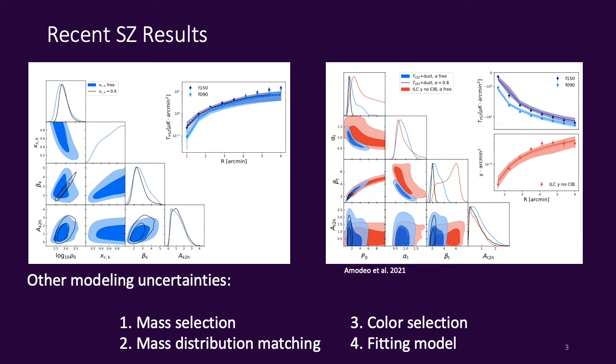So in this paper, we create simulated halo populations from the IllustrisTNG simulations and tried to model the observed CMASS sample by exploring a few modeling uncertainties that I have listed at the bottom. So first, we have the differences in mass selection, or whether the halos are selected by their halo or stellar masses. Next, we have matching the simulated mass distribution to the observed distribution. Third, we have any color selections. And lastly, we have the inclusion of a two-halo term to the fitting model.